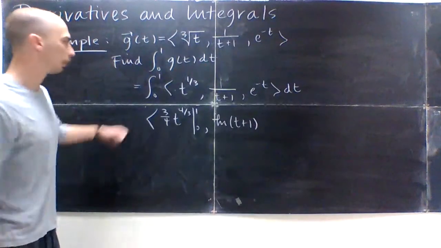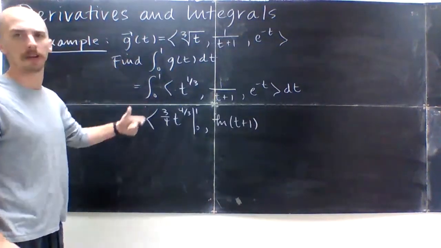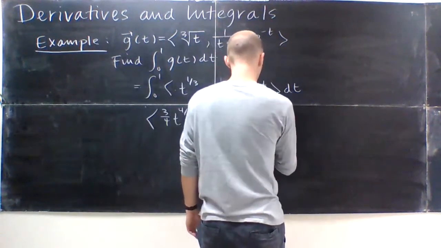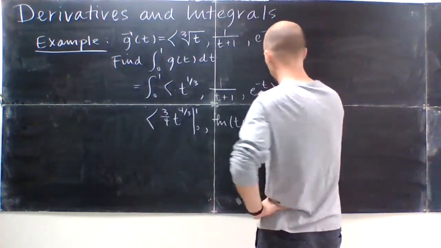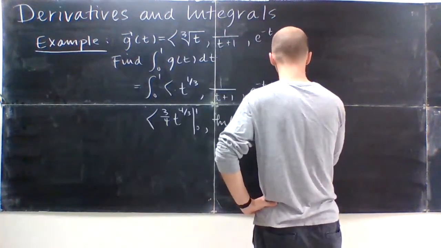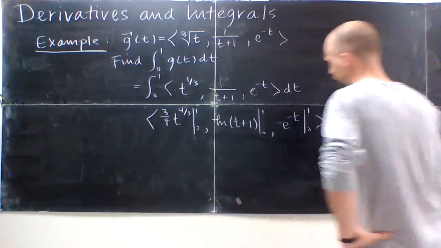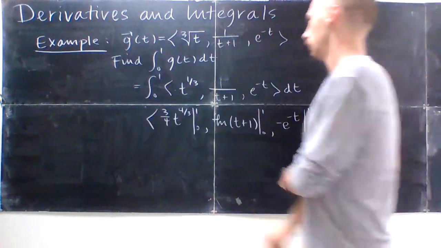But since we're dealing with t's that are definitely greater than -1, an absolute value wouldn't do anything, so I'm just going to knock that there. And e to the negative t, well, that would be negative e to the negative t, as t runs from 0 to 1. And we can do that.